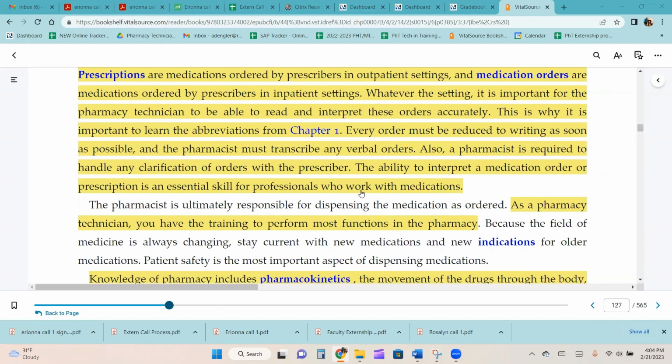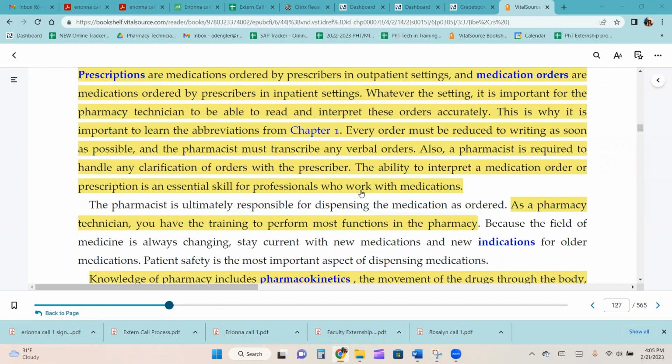Every order must be reduced to writing as soon as possible, and the pharmacist must transcribe any verbal orders. Also, a pharmacist is required to handle any clarification of orders with the prescriber. So, depending on the state, I'm going to tell you that in Michigan, I've done both of those things, and the pharmacist usually handed them off to us.